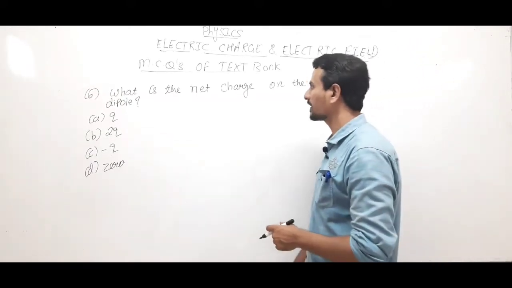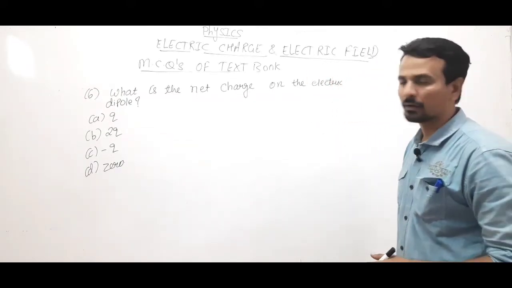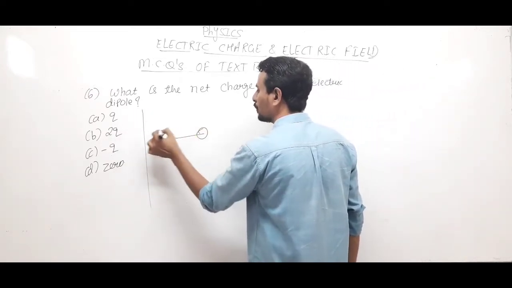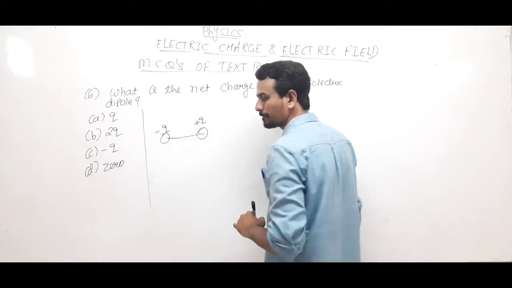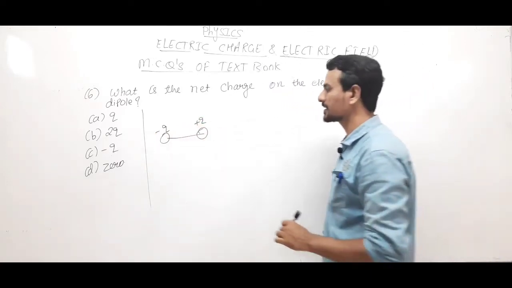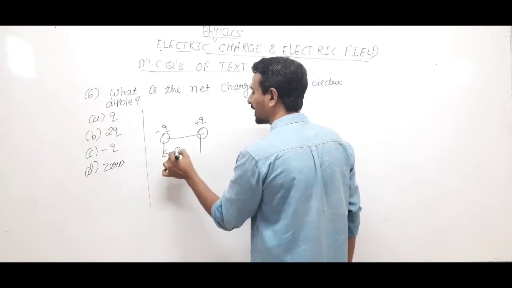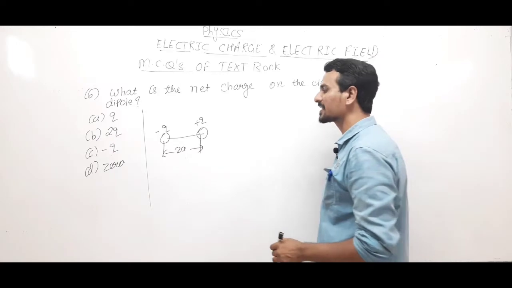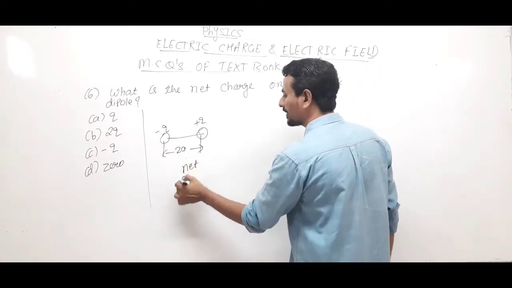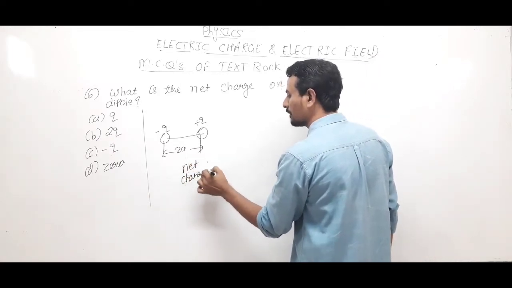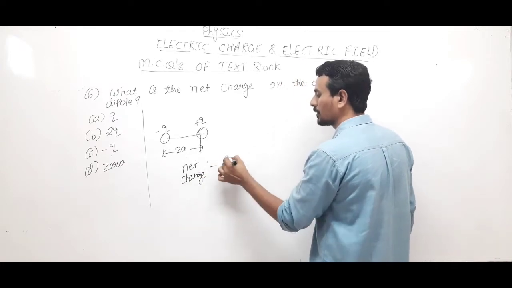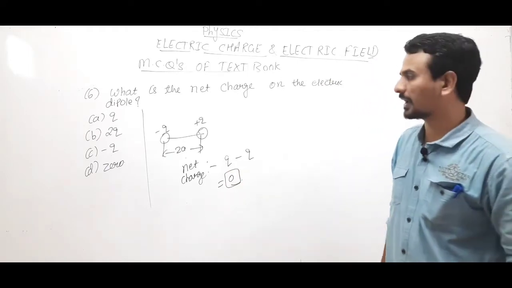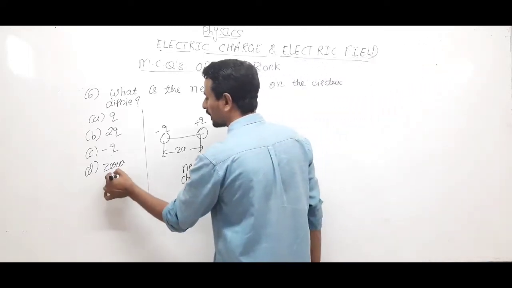Okay, sixth one, what is the net charge on the electric dipole? Dipole means arrangement of two equal and opposite charges. Two equal and opposite charges separated by any finite distance. This arrangement is termed as electric dipole. And as charge is a scalar quantity, so net charge on this dipole will be Q minus Q, that is 0. So net charge on the electric dipole will always be 0.